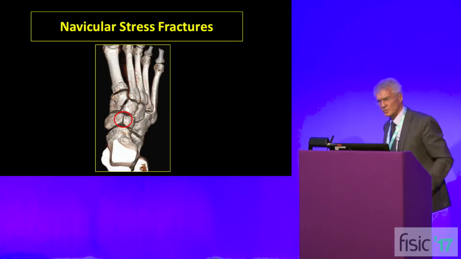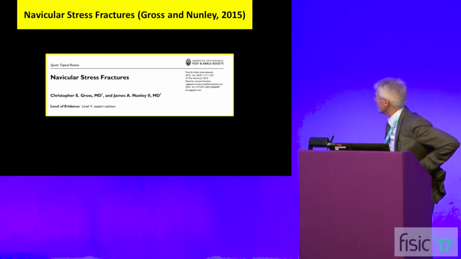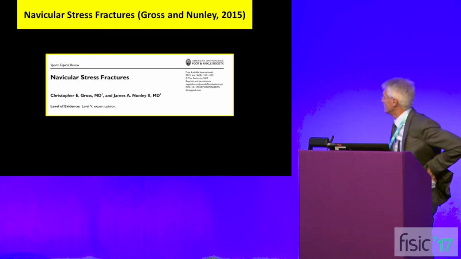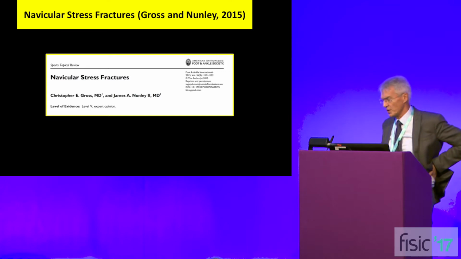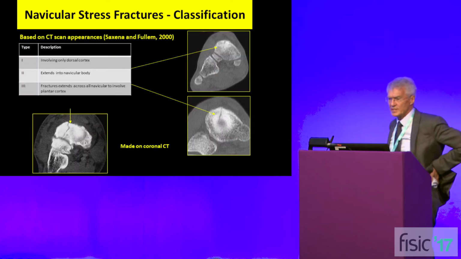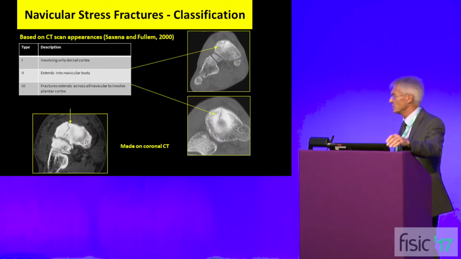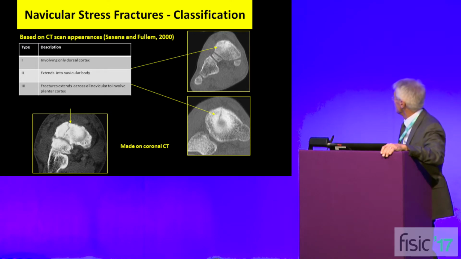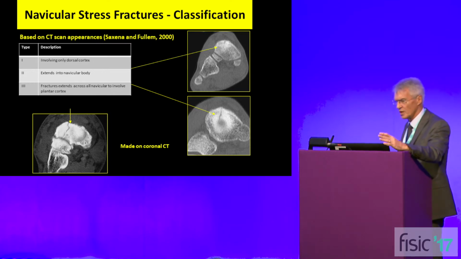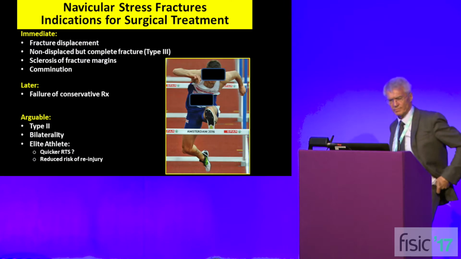Navicular stress fractures, we've seen an awful lot of these. There's a fantastic review article by Jim Nunley, which I would recommend anybody interested in this have a look at. Basically, it's CT as far as I'm concerned. The first thing you need to do is to grade it. Is it a grade 1, just involving the dorsal cortex? Is it a grade 2, or is it a grade 3 going all the way through? This will determine your treatment options.